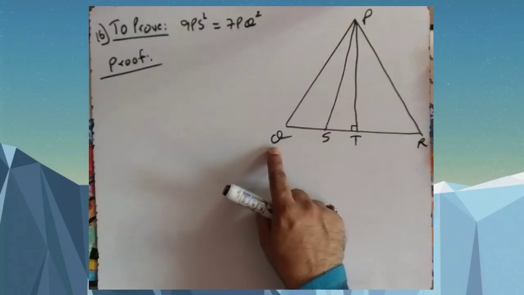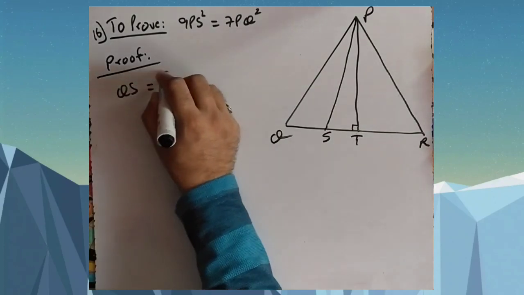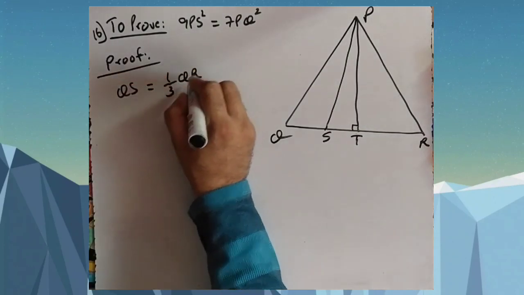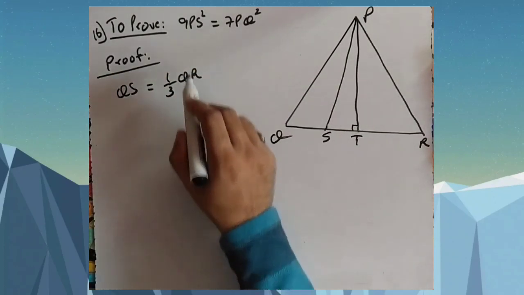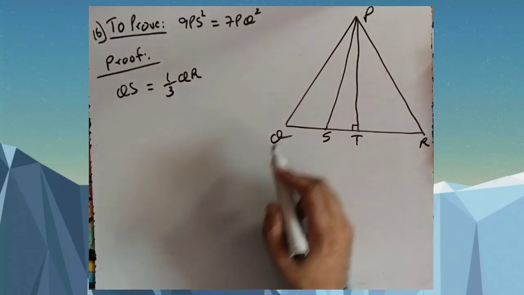In sum number 16, triangle PQR is an equilateral triangle. Point S is on the side QR such that QS is equal to 1/3 QR. We have to prove 9PS square is equal to 7PQ square.